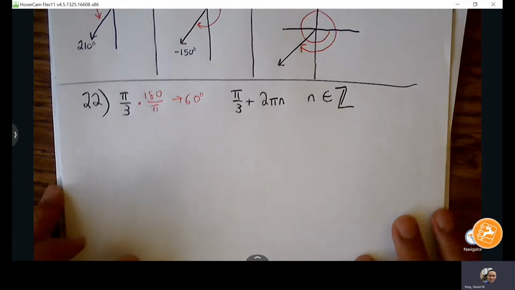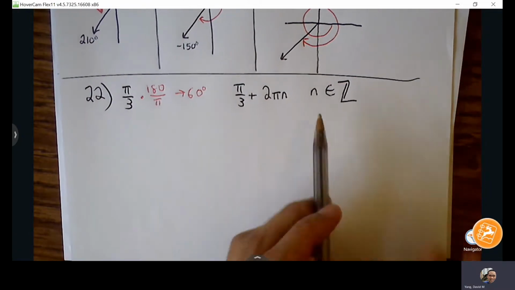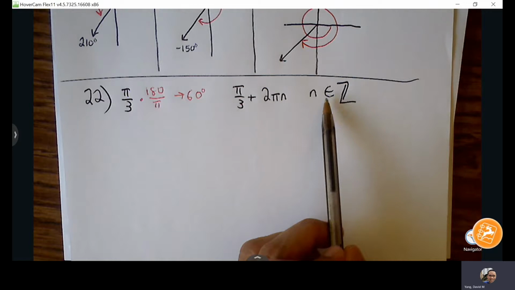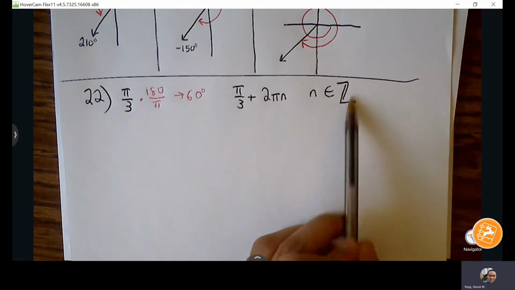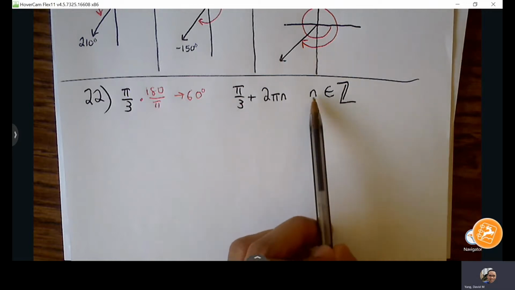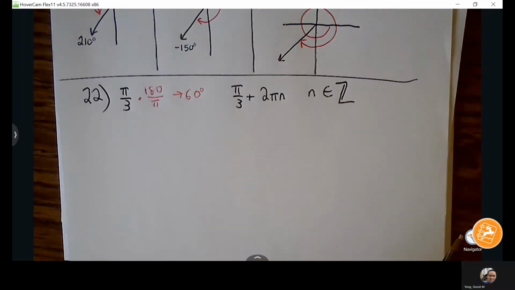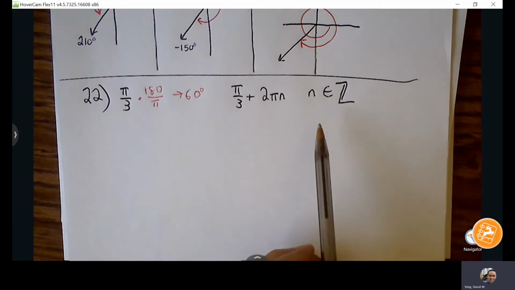Yes, question. What is the E? Okay, so we know that n is an element of the integers. That just indicates that an n value that we can choose has to be an integer value. So on the test, that would be at the top.